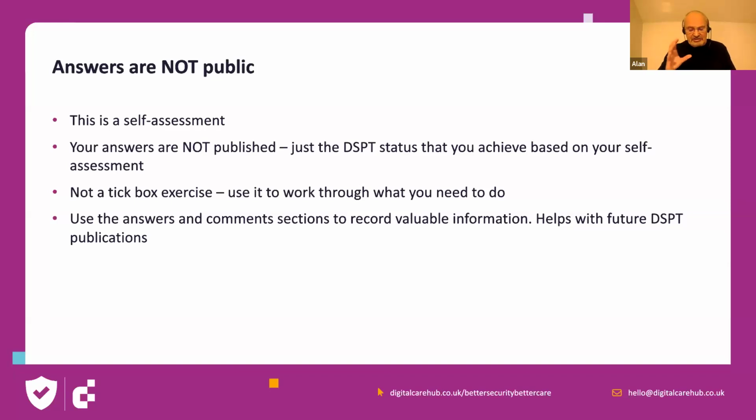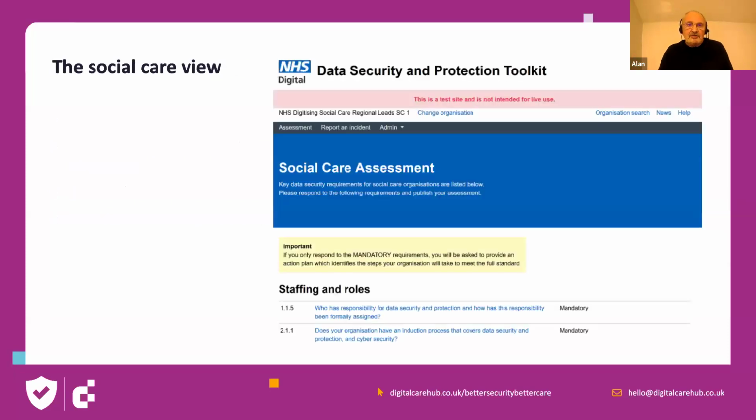So what do you actually see if you register as a social care organisation? You'll see the social care assessment that looks like this. In the dark blue bar at the top of the lighter blue box, there are three tabs available: assessment, report an incident, and admin. The admin tab is where you can add other users, and where you can access your organisation profile in order to update or amend it as you work through.